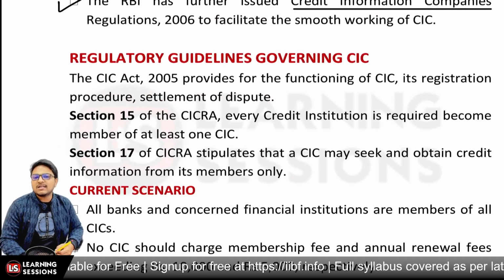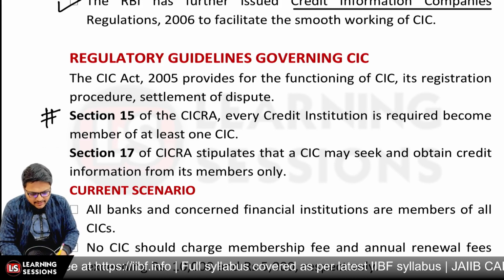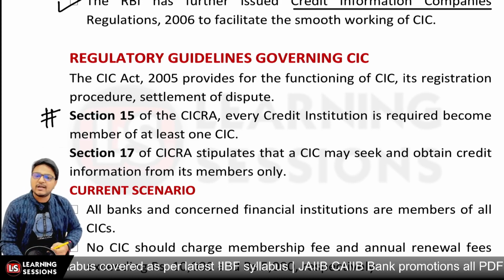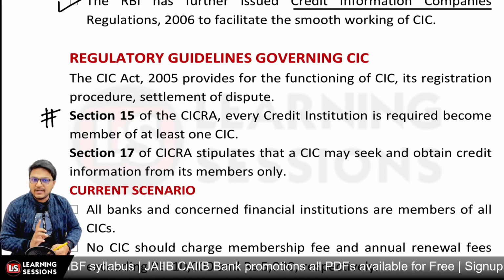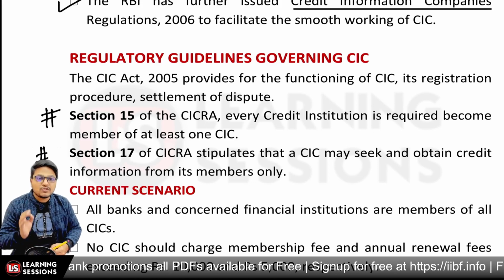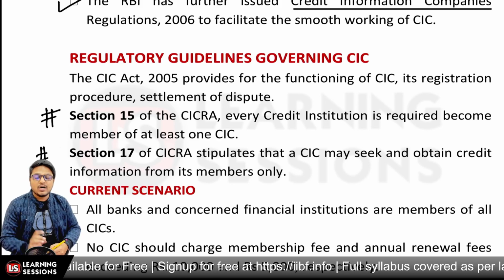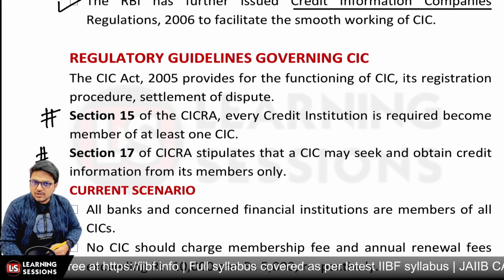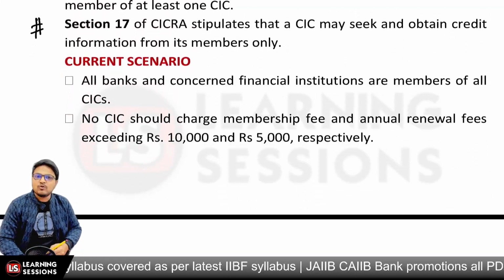Okay, now let's understand the different regulatory guidelines governing the CIC. First of all, it's related to Section 15, that every credit company must become a member of at least one CIC. It is mandatory that every credit company which is giving credit must become a member of at least one CIC. And further, Section 17 of the CICRA basically stipulates that a credit information company can seek and obtain credit information only from its members, but not from other institutions. They can have the information and seek the information from their member only, right?